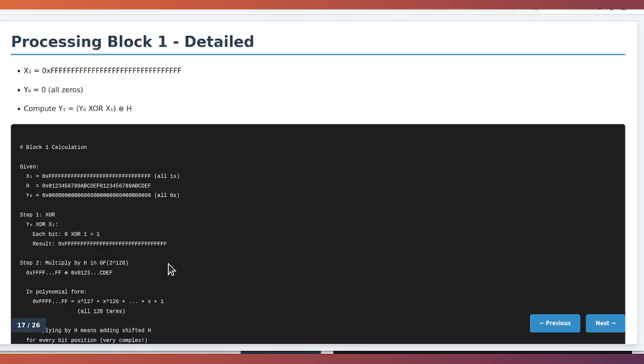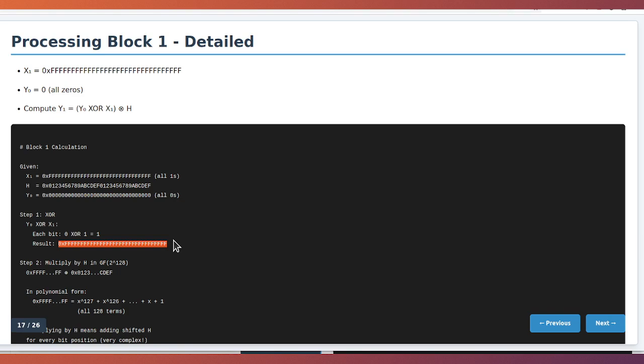The initial accumulator is y0, equal to the hexadecimal value beginning with 0x00 and ending with 00, which is all zeros. Step 1. Compute y0 XOR x1. Since y0 is all zeros, XORing with x1 simply gives us x1. Each bit of y0 is 0, and we XOR it with the corresponding bit of x1. 0 XOR 0 equals 0, and 0 XOR 1 equals 1. Since all bits of x1 are 1, the result is the hexadecimal value beginning with 0xFF and ending with FF.